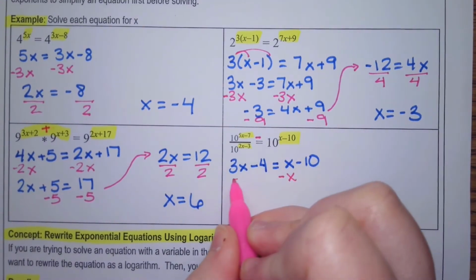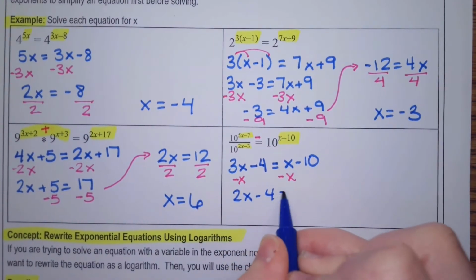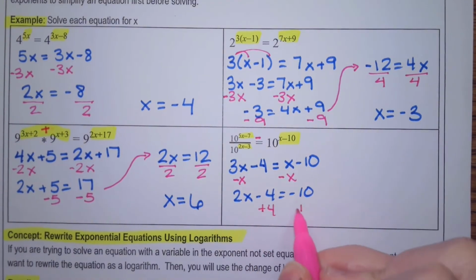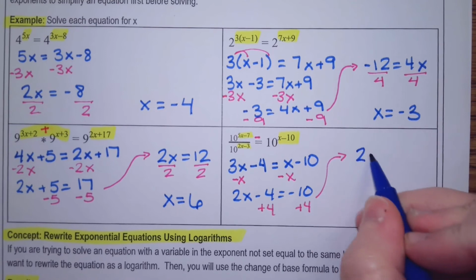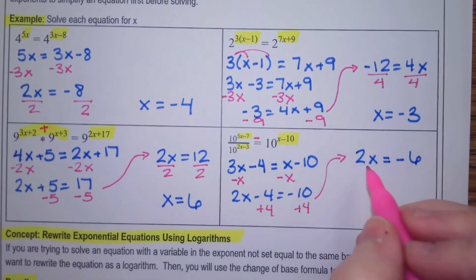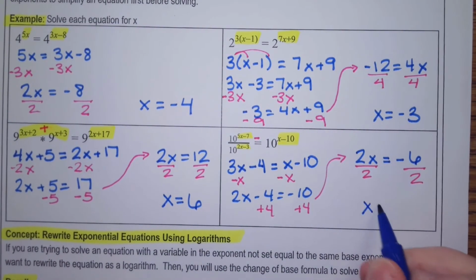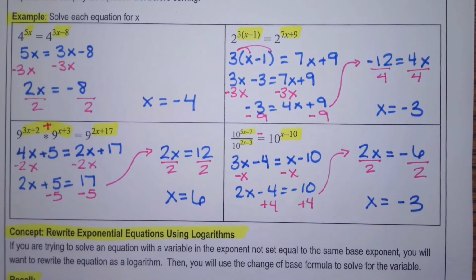So now, solve for x. 2x minus 4 is equal to negative 10. Add 4. 2x is equal to negative 6. Divide by 2. And we get x is equal to negative 3. So there we go. Exponential equations with a common base.